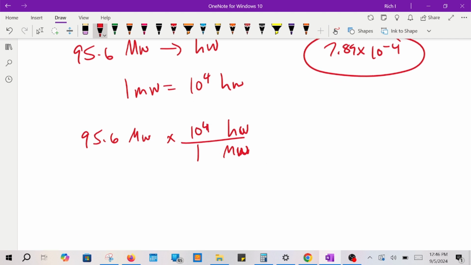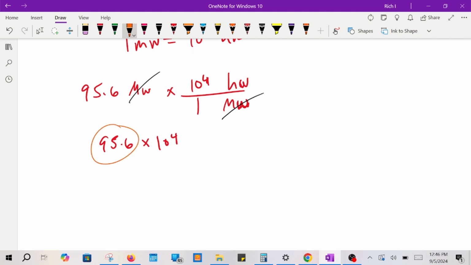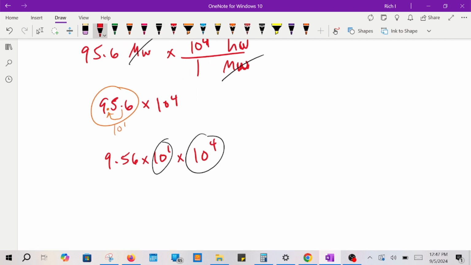We cancel out, and we're left with 95.6 times 10 to the 4. Again, we turn this into scientific notation. To do that, we move the decimal over just one time, so that's only 10 to the 1. Now we have 9.56 times 10 to the 1 times 10 to the 4. Now we can combine these: 10 to the 1 times 10 to the 4 is the same thing as 10 to the 5. So we have 9.56 times 10 to the 5.